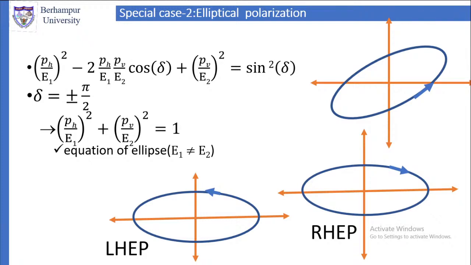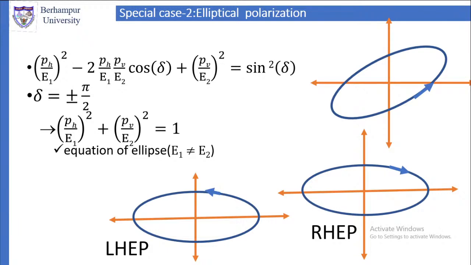Then we will see whether when delta is equal to pi by 2 we will get an RHEP, or when delta is equal to minus pi by 2 we will get RHEP. That we will see later. But for the time being, we see that we get elliptical polarization under the special condition that delta, or the phase difference between the two components, is plus minus pi by 2. Under that condition, we get a special ellipse, which is oriented with tilt angle 0.